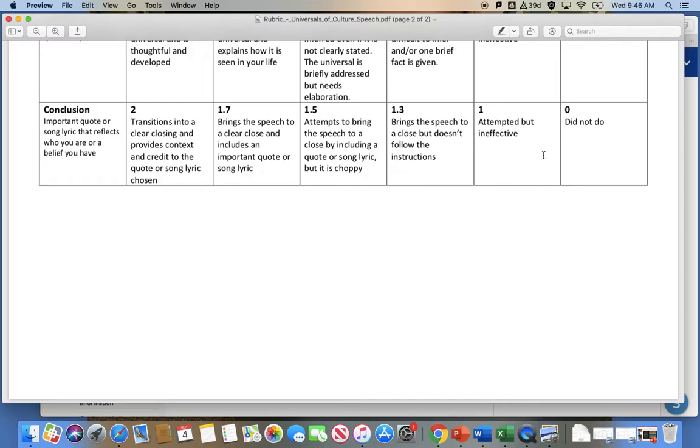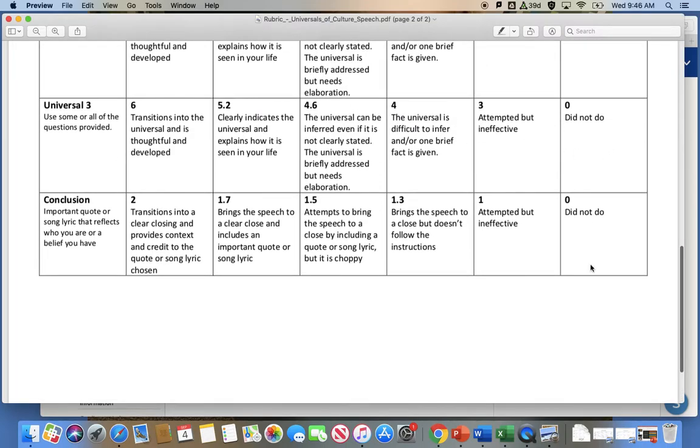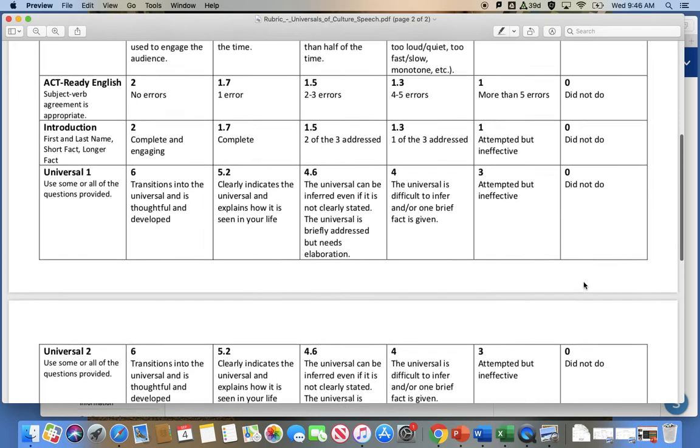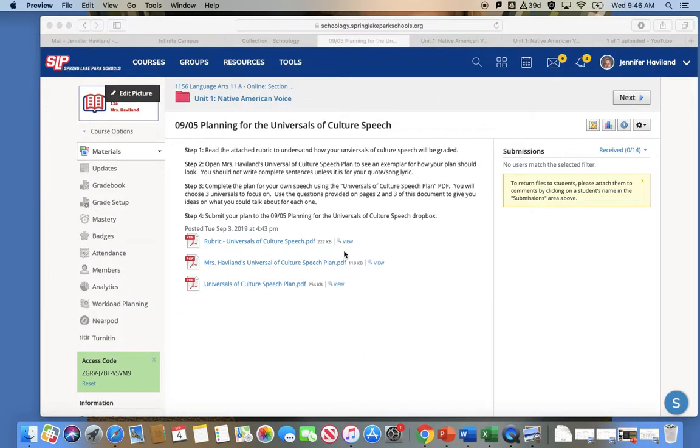And then this would be something like, you just stop after this universal and you don't do anything, then I would give it here. So that's the rubric. That's how you'll be graded. And so step 2 says, open Miss Haviland's Universal of Culture speech plan to see an exemplar for how your plan should look. You should not write complete sentences unless it is for your quote or song lyric.